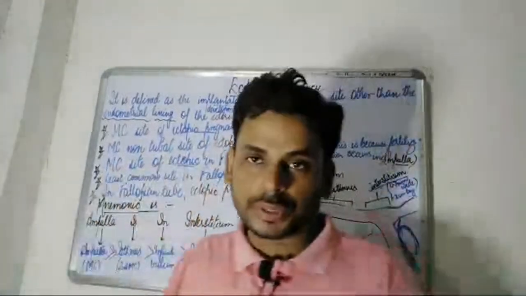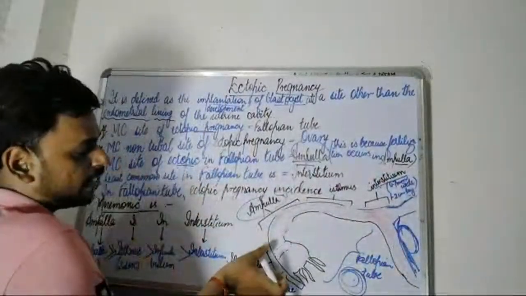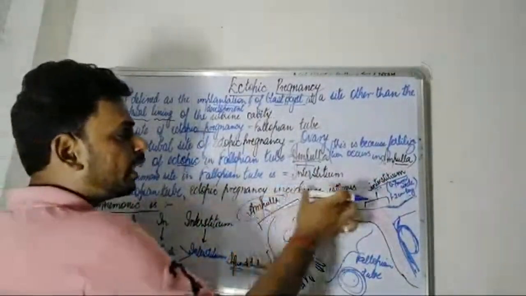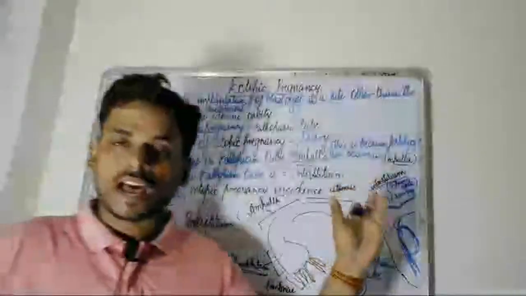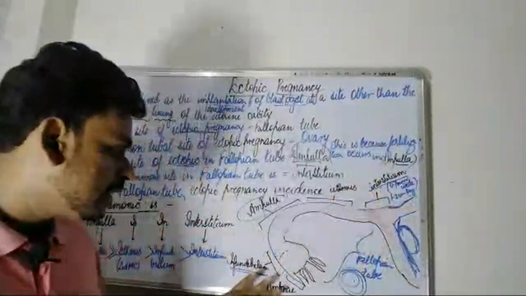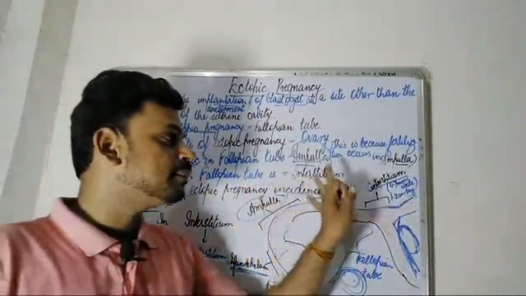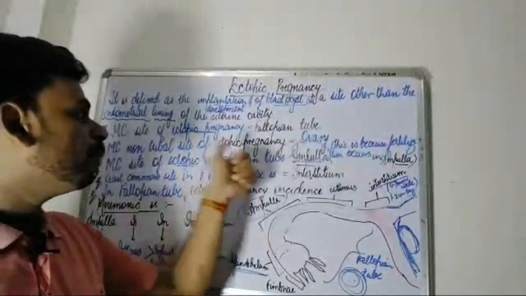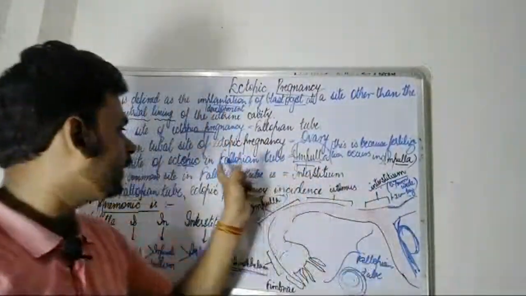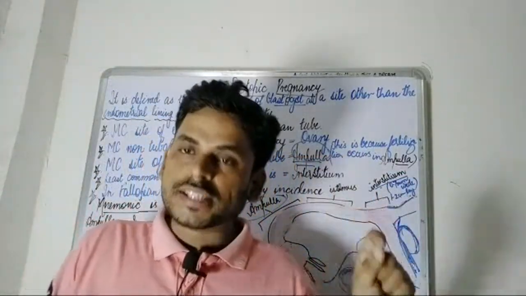the ampulla. Do remember, because the fallopian tube has a number of parts. That is the infundibulum, the ampulla, the isthmus, and the interstitium. So the entire fallopian tube has somewhat 4 regions. That is, the fimbriae are there, the infundibulum is there, the ampulla is there, the isthmus is there, the interstitium is there. So within the fallopian tube, the most common site of ectopic pregnancy is the ampulla. This is because fertilization occurs in the ampulla.